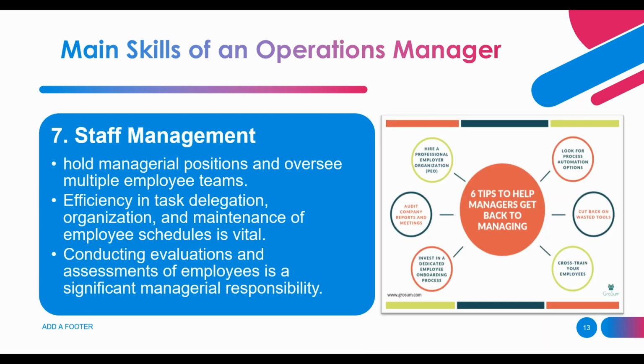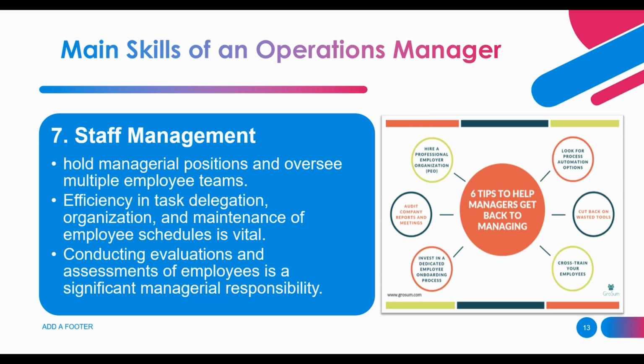Skill number 7, staff management. To hold a managerial position and oversee multiple employee teams, it means that to manage people or a team, efficiency and task delegation, organization, and maintenance of employee schedules are vital. Conducting evaluation and assessment of employees is a significant managerial responsibility that an operation manager must do.